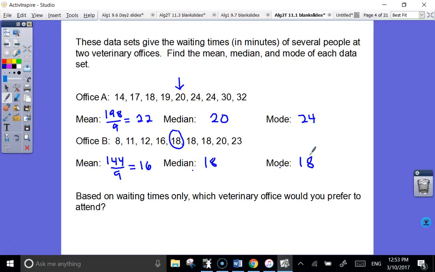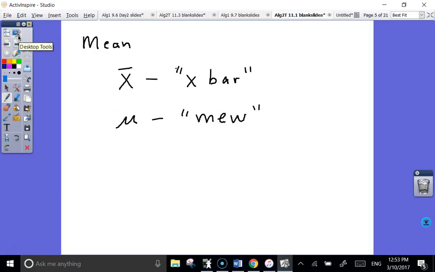So based on the waiting times only, right, which veterinary office would you prefer to attend? Probably B. Looks like you're not going to have to wait as long. And there's other reasons to base the decision, but if that's the only thing. Now, when we talk about the mean, there's two ways that we refer to it. One is x bar, and the other one is with the Greek letter mu. It's pronounced mu. Right? When you hear them talk about Mu Alpha Theta, that's the Math Honor Society. That's what they're saying, mu for that symbol right there.